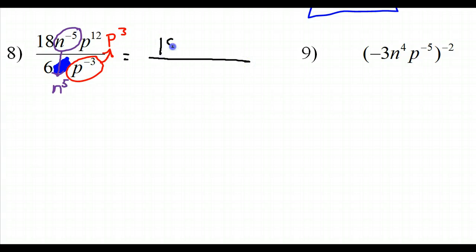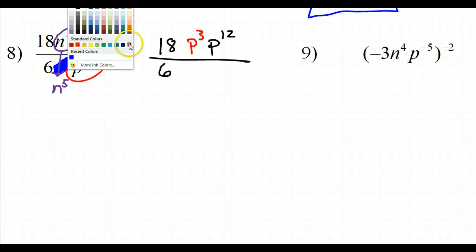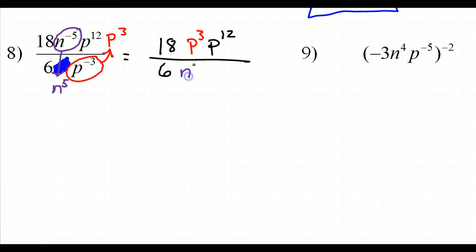Okay, so my 18 and my 6 and my p to the 12th power, those are all things that are not going anywhere. No negative exponents. Alright, my p to the negative 3 power went up and became positive. My n to the negative 5 power went down and became positive. So this is what we have so far.